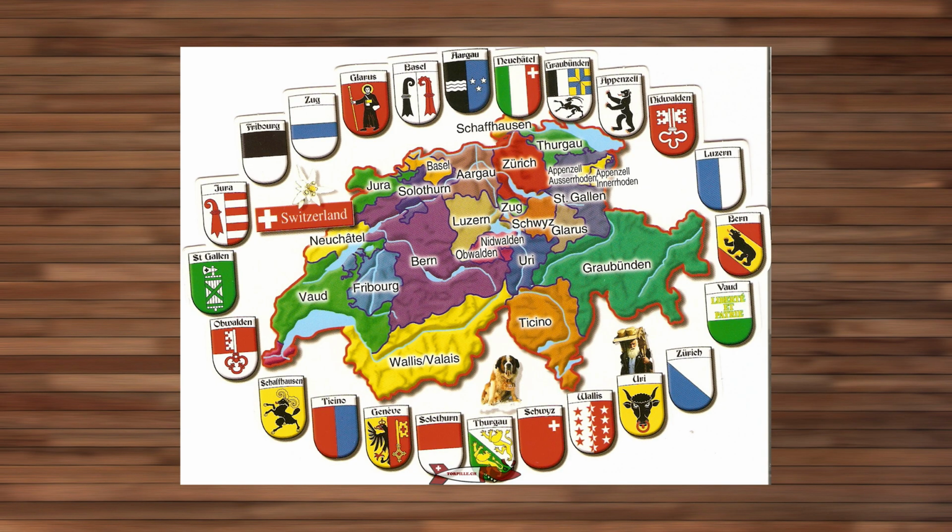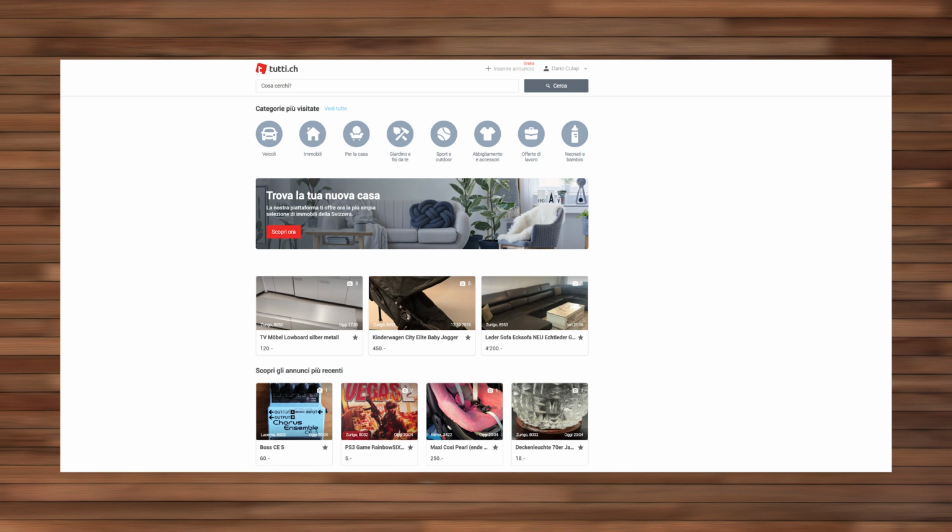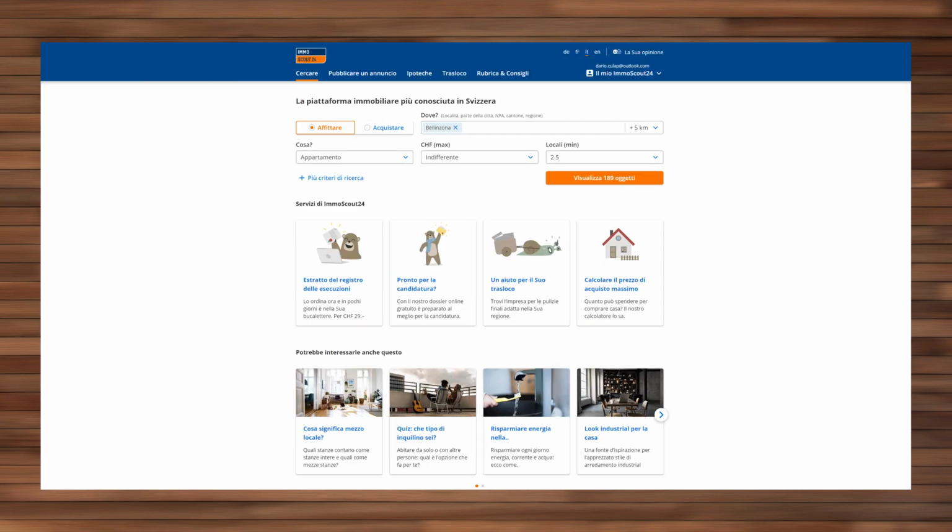So now the next thing, of course, is to search for the apartment. How do you search for the apartment? Well, you use some websites. Every canton or state, if you want to call them in the American way, has certain websites that they mainly use, okay? So for example, in my canton, which is Ticino, we use tutti.ch. And we also use ImmoScout. ImmoScout is a platform that almost everyone in Switzerland uses, so you should be able to find apartments in your region even if you only use ImmoScout, which is the most important one to use, okay?